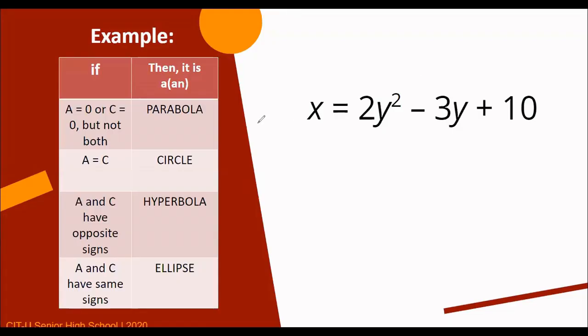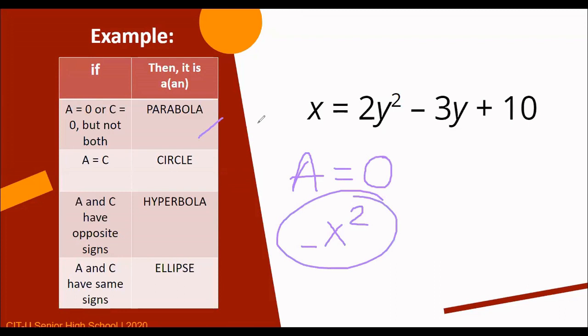Okay, another example is x is equal to 2y squared minus 3y plus 10. So this is obviously a parabola because A is equal to 0. You don't have this term over here, so only one variable is squared. Therefore, it is a parabola.